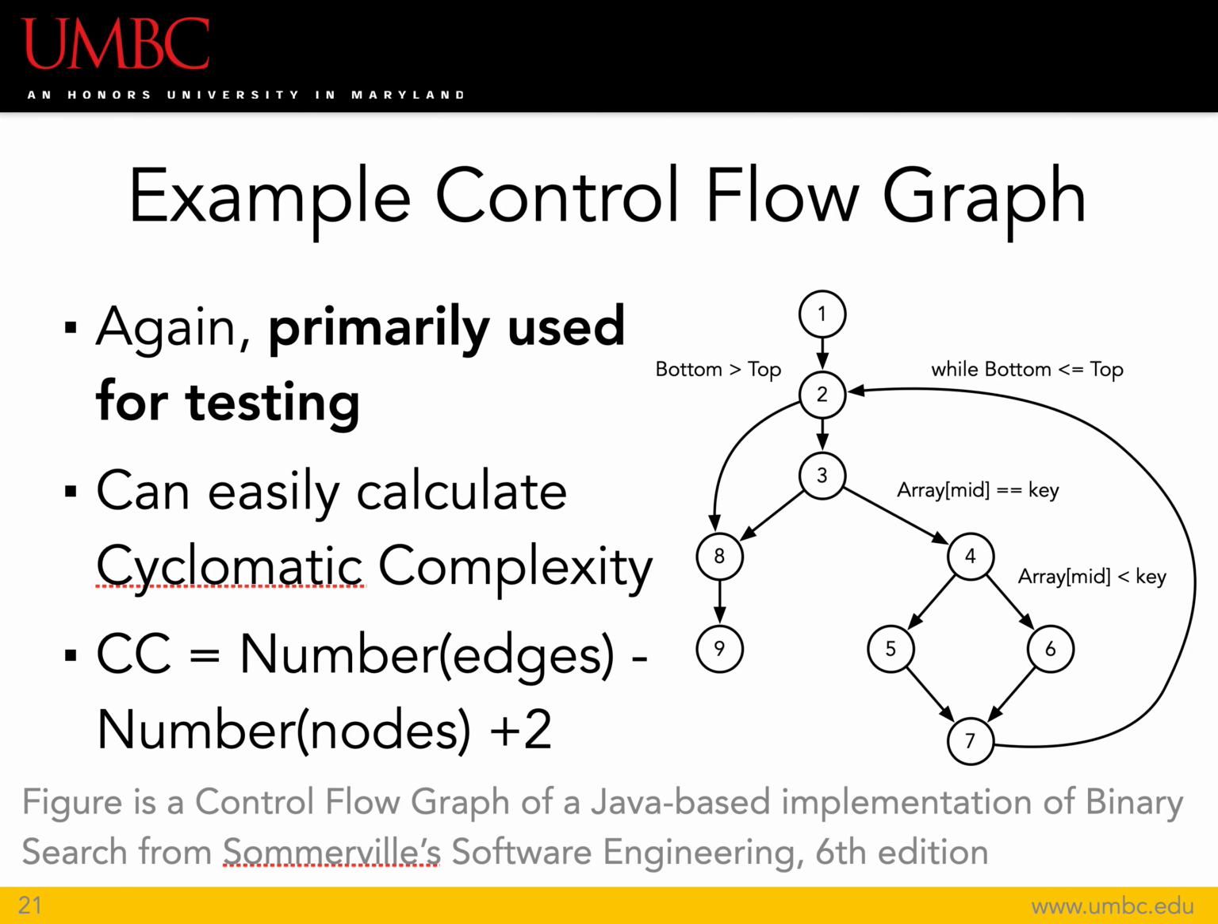So each statement is labeled with a node in the graph. In this particular case, we've got 9 total statements: 1, 2, 3, 4, 5, 6, 7, 8, and 9. And all we have to do is take the number of edges minus the number of nodes and add 2, and that gives us the total number of possible paths through a system. So in this particular case, the cyclomatic complexity is 4. And that's everything that we really wanted to talk about with the control flow graph.